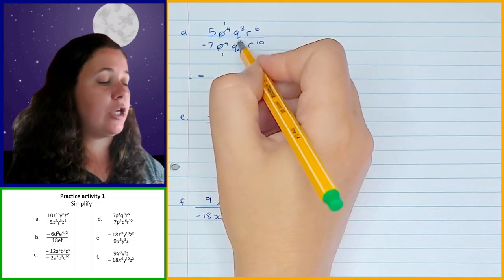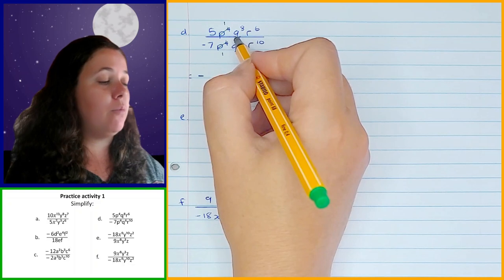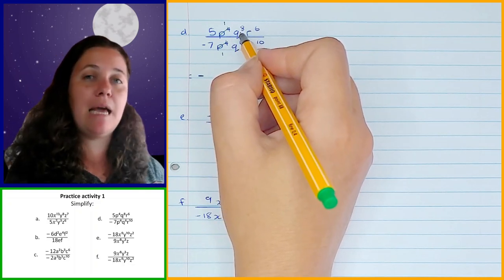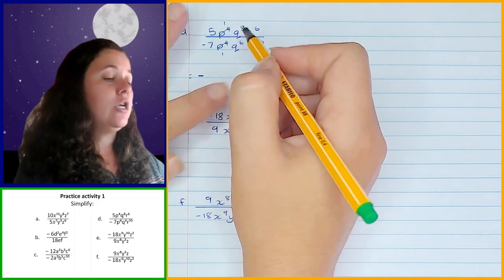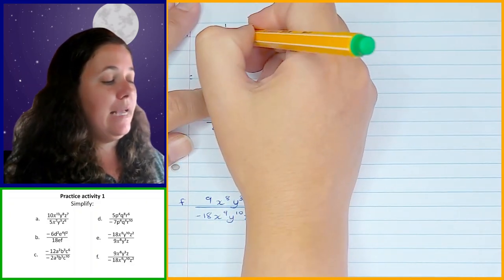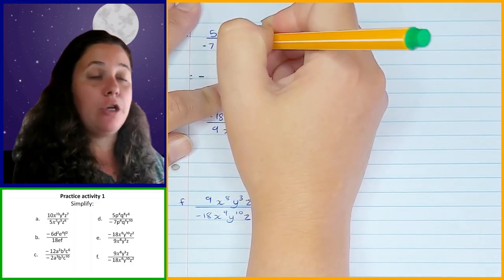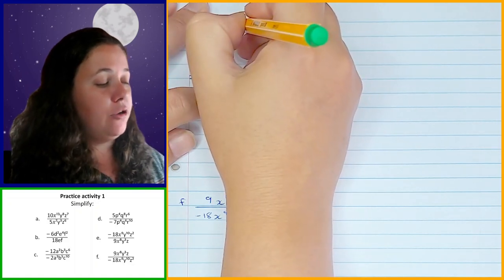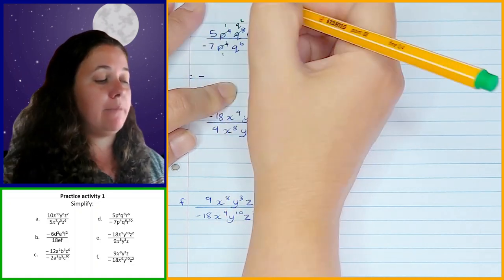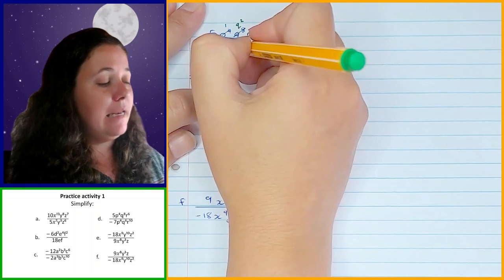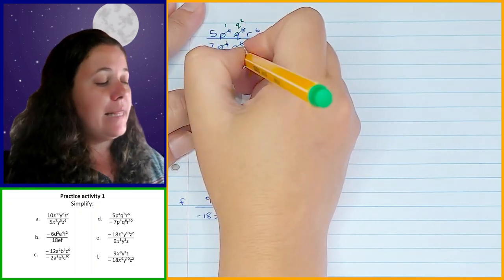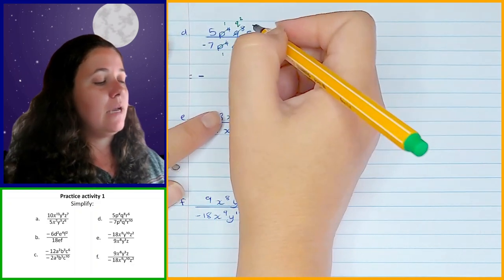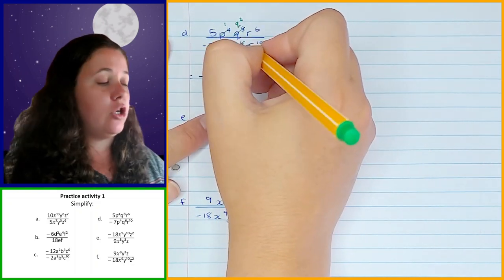Now let's go on to our q's. On this one, I've got more q's in the numerator than I have in the denominator. So I'm going to end up with q's left in the numerator. So I'm going to have q to the power of 8, and I'm dividing by q to the power of 6, and that gives me q to the power of 2 because I subtract 8 minus 6. And then in the denominator, I have q to the power of 6 divided by itself, and that gives me 1. And then over here, I've got r to the power of 6 over r to the power of 10.